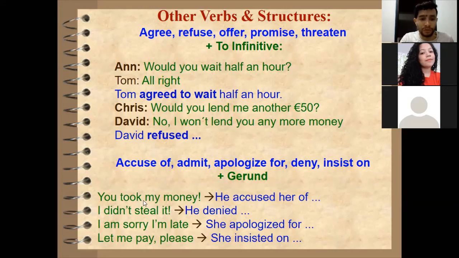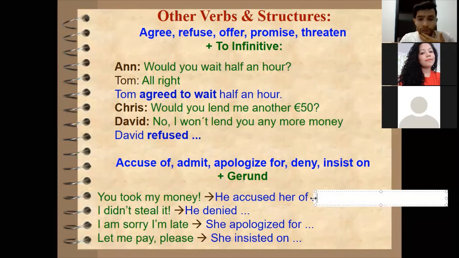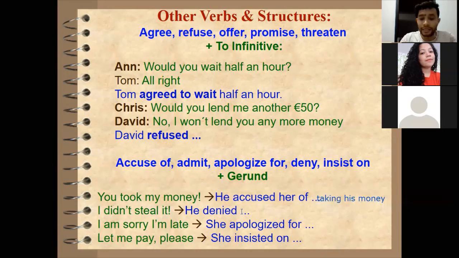Sería de esa manera. You took my money. All right. You took my money. Then he accused her of taking, he accused her of taking his money, right? Here, I didn't steal it. He denied stealing it.